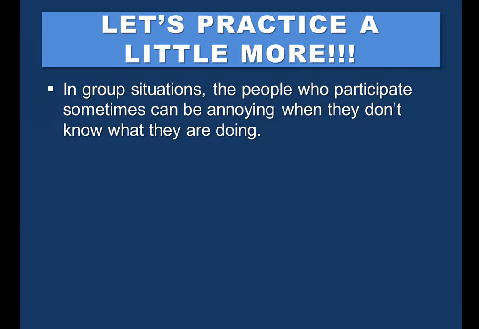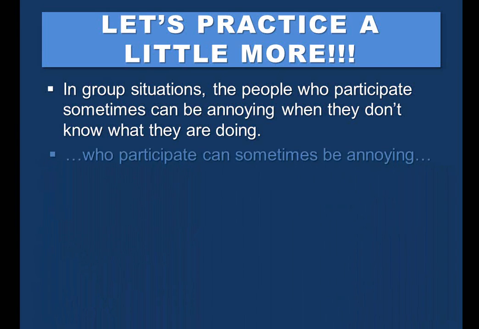In group situations, the people who participate sometimes can be annoying when they don't know what they are doing. Could you identify the error? A very tricky question, I must say. The problem here is "who participate sometimes can be annoying". Now sometimes is again a squinting modifier here. It is not clear whether it is modifying participating or those people being annoying.